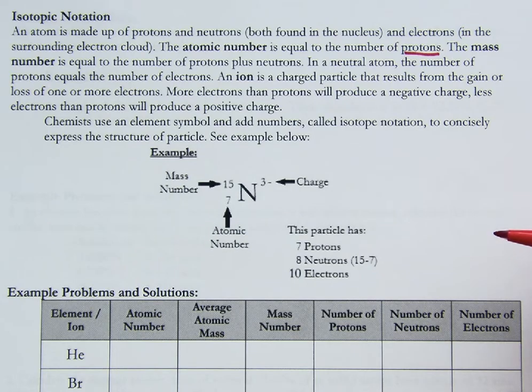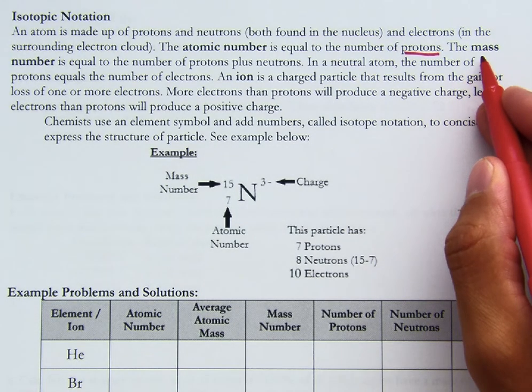And you can just increase by 1 proton each time until, as of today, we have 118 elements, which means we have 118 protons in the atom of the largest element. Each element has a different number of protons. That's what gives it its identity.